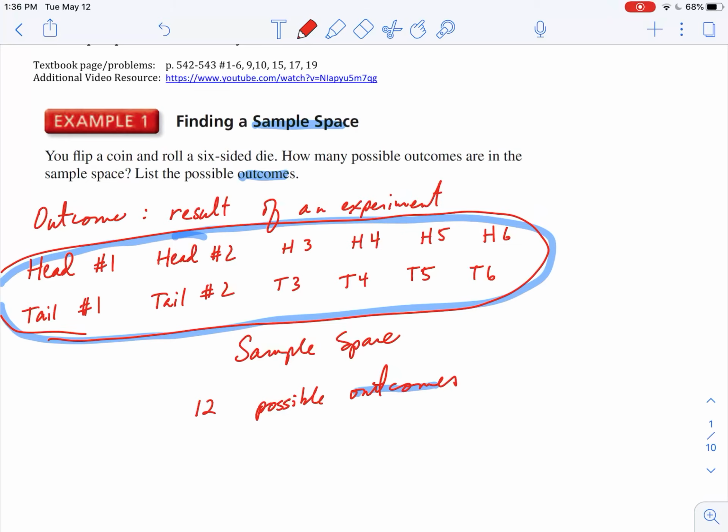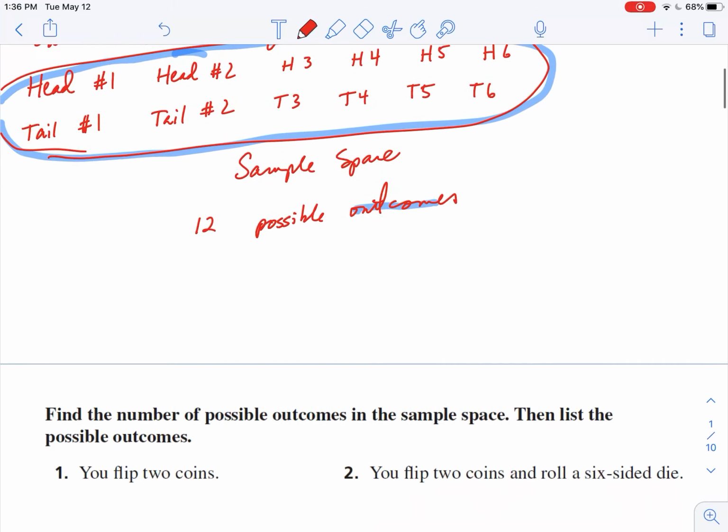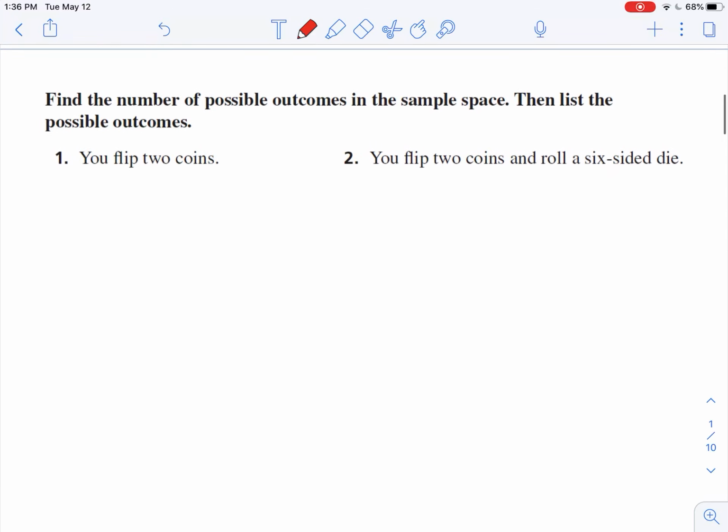Okay, let's keep moving and take a look at a different example. Actually, we're going to try these. It's a good place for you to stop and pause. If you want to continue to watch, feel free. It says find the number of possible outcomes in the sample space and then list the possible outcomes.